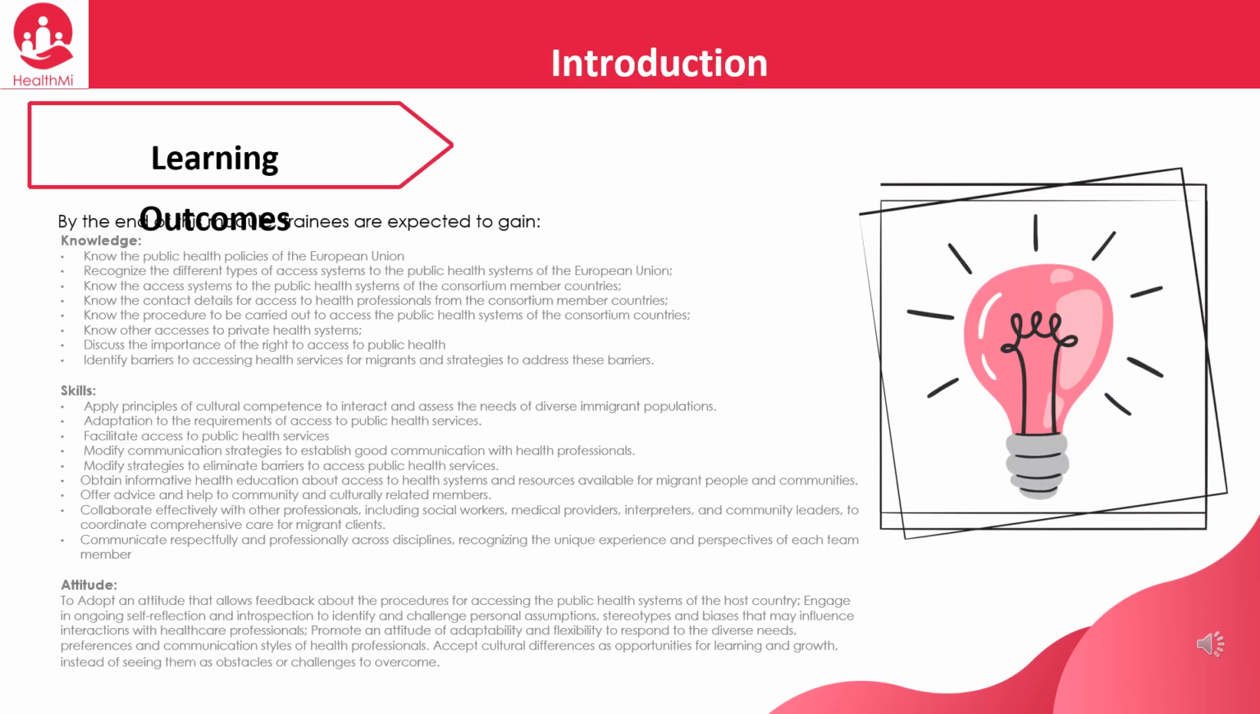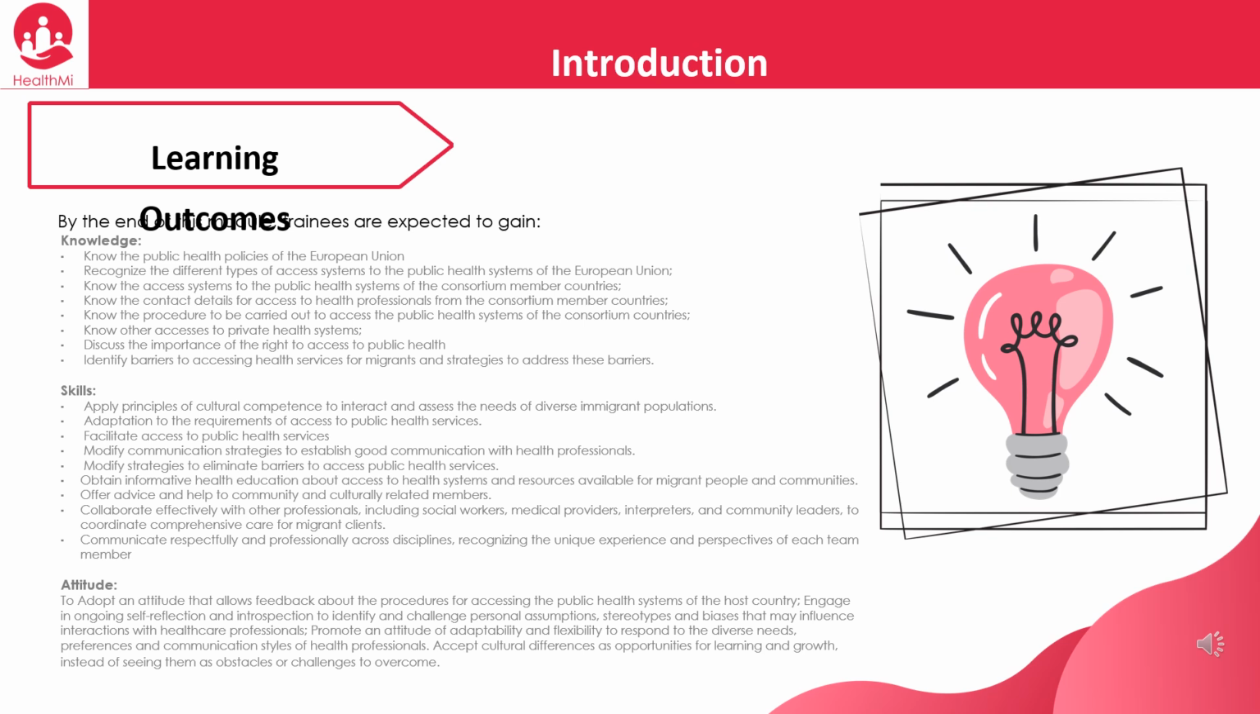Introduction: Learning Outcomes. By the end of this module, trainees are expected to gain knowledge, know the public health policies of the European Union, recognize the different types of access systems to the public health systems of the European Union, know the access systems to the public health systems of the consortium member countries, know the contact details for access to health professionals from the consortium member countries, know the procedure to be carried out to access the public health systems of the consortium countries.